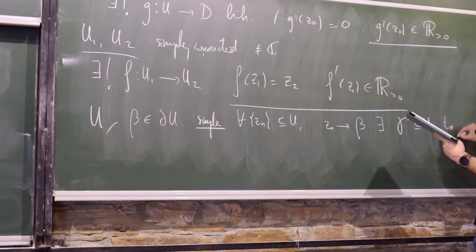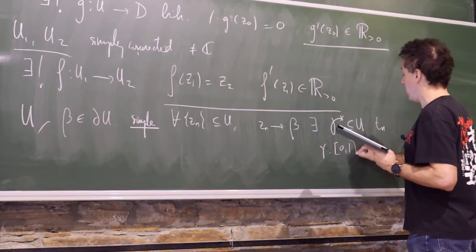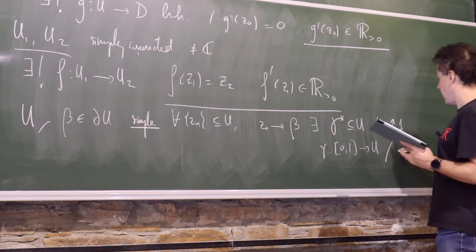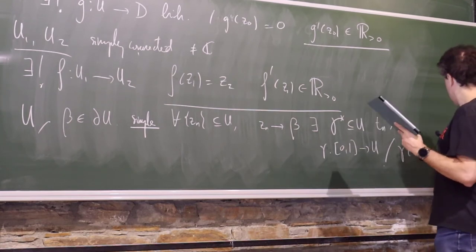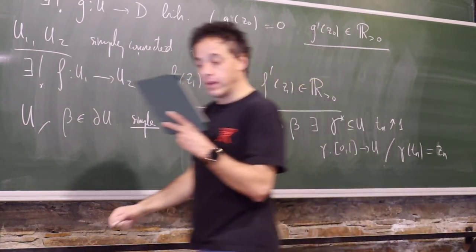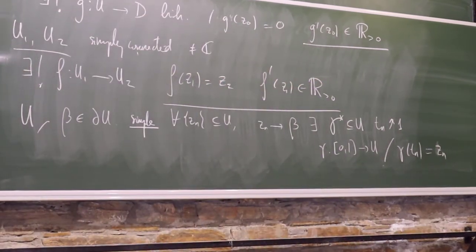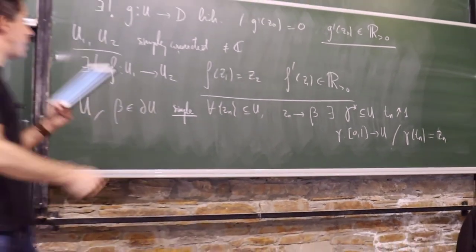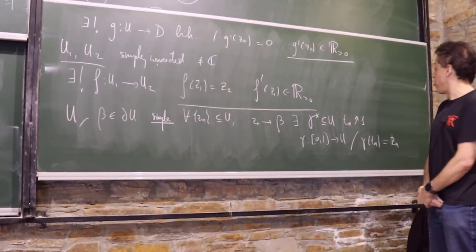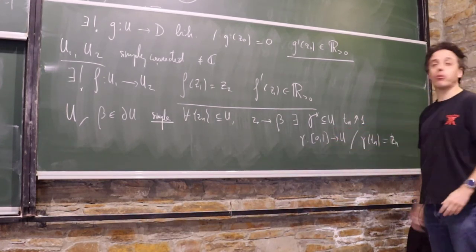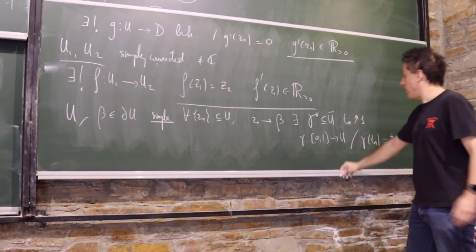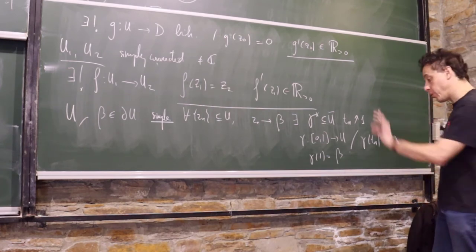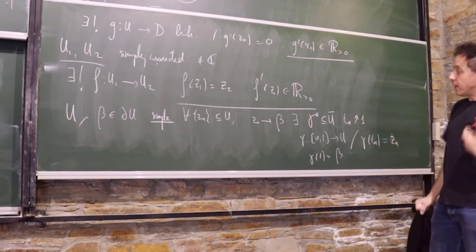So strictly, a map, for instance, defined from [0,1] to U, and a sequence Tn strictly increasing to 1, such that gamma of Tn is Zn. Okay? So if there is a curve passing through all these points, this point is going to be called simple, but the curve is defined up to 1. So let's say in U bar, gamma(1) is beta, and the rest is in the interior. Okay? So if you can reach the point passing by all those points, this point is going to be simple.